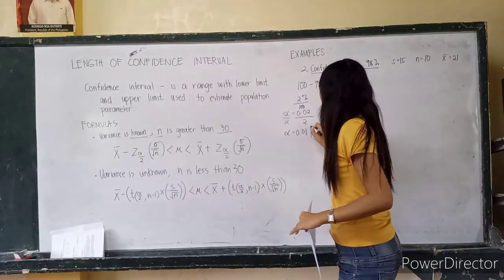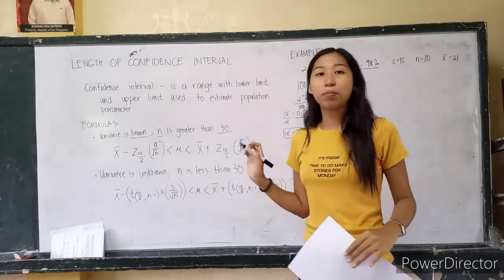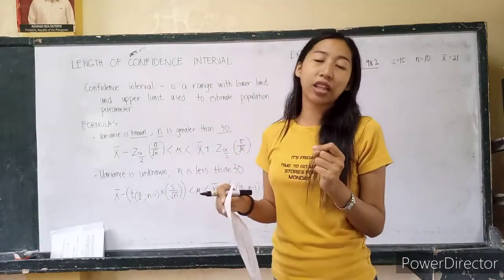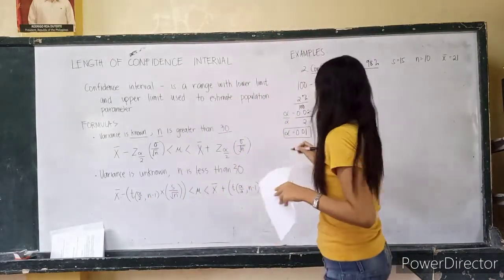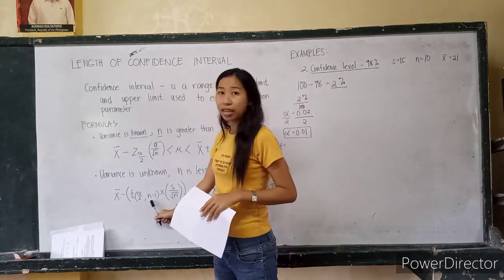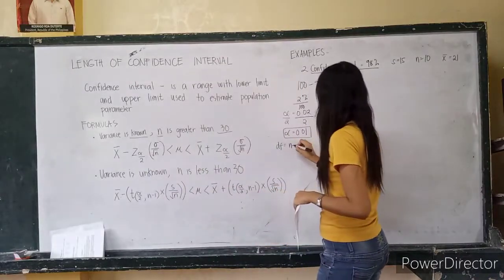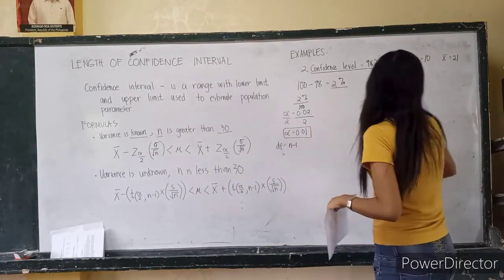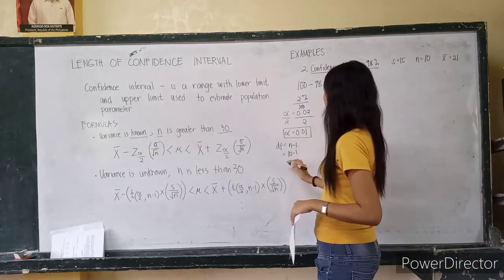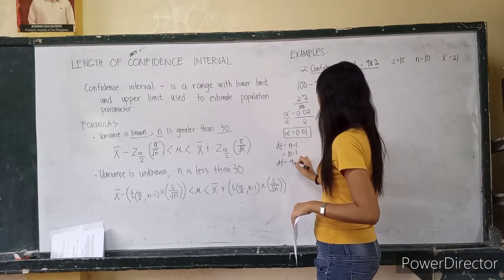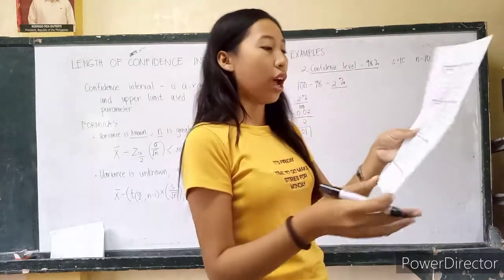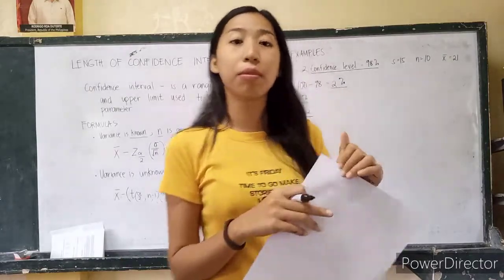Okay? So, gamiton na natin siya karon para makuha nato ang T-value using your T-table. Unsa pa ang kinahanglan nato? Ang imuhang DF. Your DF can be obtained by this formula, N minus 1. N is equal to 10. So, 10 minus 1. So, your DF now is 9.